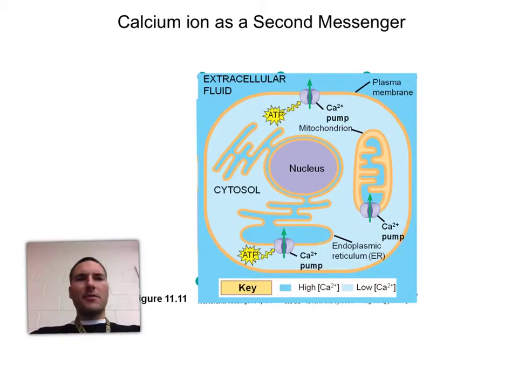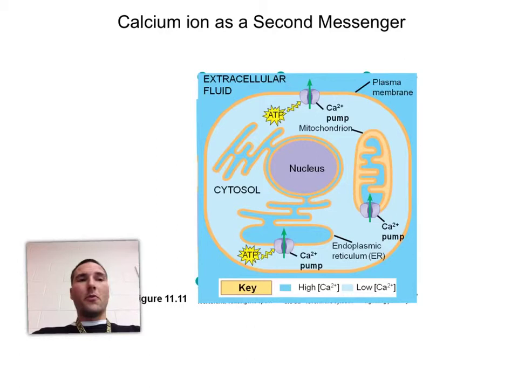Okay, the next type of second messenger is an ion, a calcium ion. This also happens with sodium ions and some other things, but calcium ion. And for this particular pathway, I'm going to show you an overview picture first, just of what the typical situation is with calcium ions in a cell.